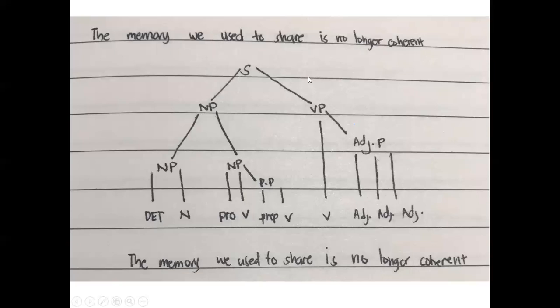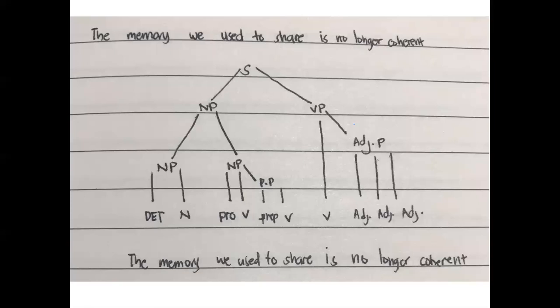And we used to share is an NP, the reason being that we have a pronoun in here, we, the verb is used, and to share is a prepositional phrase because to is a preposition and share is a verb, and when we add both of them, it will become a prepositional phrase.